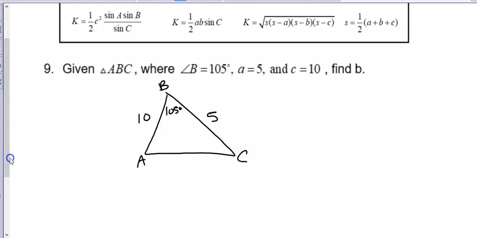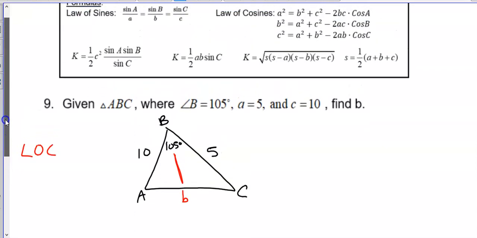We're trying to find little b over here. So we do have the angle across from it. That's good. But we would need either angle A or angle C to make the law of sines work. So law of sines is not going to work. This is going to end up being a law of cosines problem.